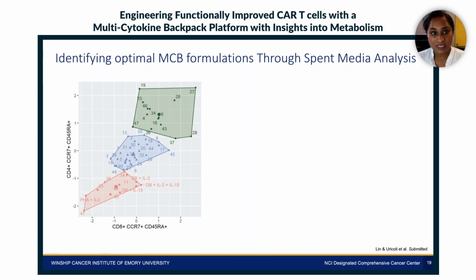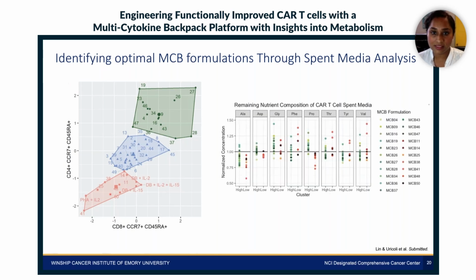So using these 2 clusters, we plotted our spent media analysis, and we can see that they actually cluster significantly differently in the nutrients that they're using within the media during manufacturing. And so we could see that the particles that cluster in the superior CAR T cell products have more of certain types of amino acids left and have used different amino acids than the poor performing MCBs.